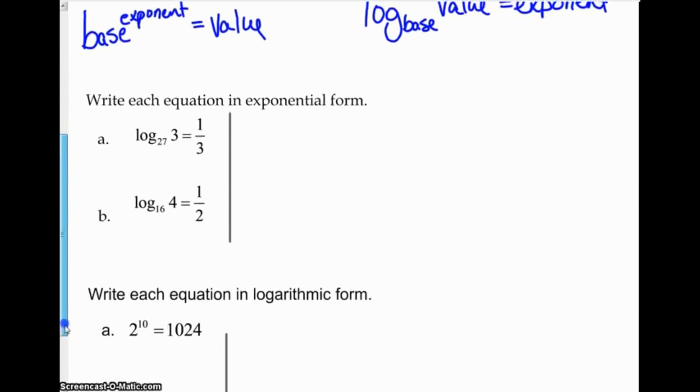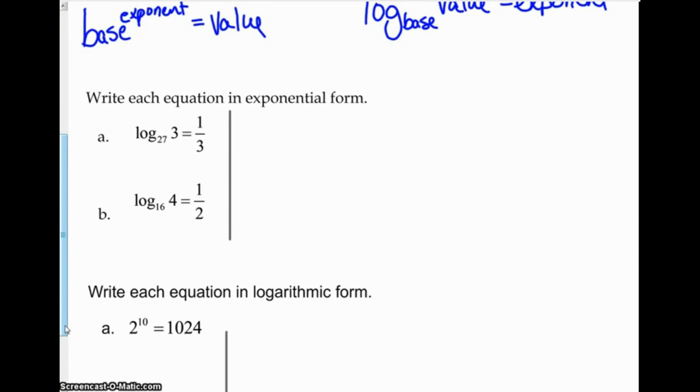This first example says, write each equation in exponential form. We have it in logarithmic form. So in my head, I'm asking myself, how can we switch these two things around? In other words, I'm going to switch the 1/3 and the 3, and I leave the 27 where it is, and I drop the log to make it an exponent. So now it becomes 27 to the power of 1/3 equals 3.